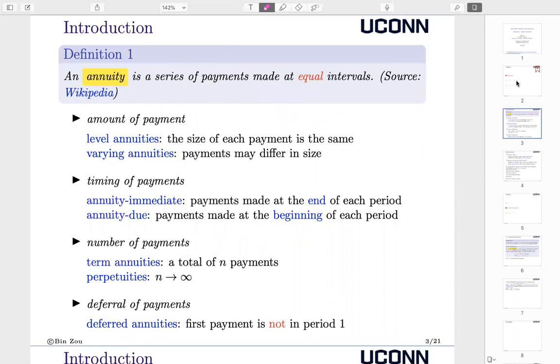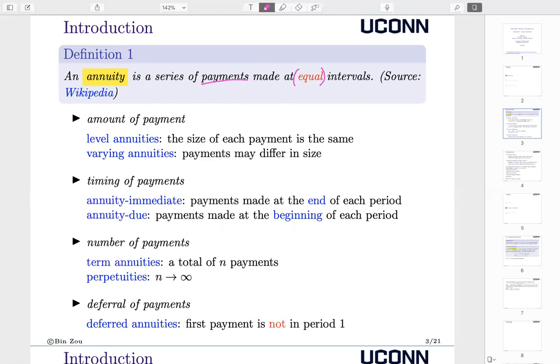Definition 1 tells what we are trying to study in this chapter. Annuity is a series of payments made at equal intervals. Here I put equal in red, meaning it does not have to be equal intervals. Although that is most likely the case in this chapter, we really don't have to require the payments to be made at equal intervals. So series is the same as sequence. So basically, we have a sequence of payments.